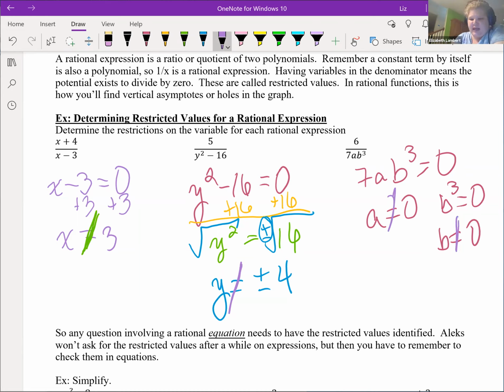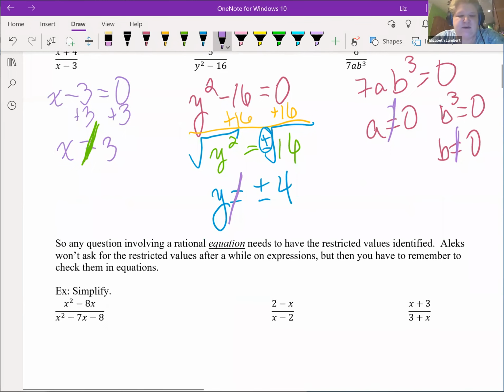A can't be 0, b can't be 0. That is only because there's no addition or subtraction on the bottom. It's just a product, so any of the variables in there multiplied to 0 gives us 0 on the bottom. Bad stuff.